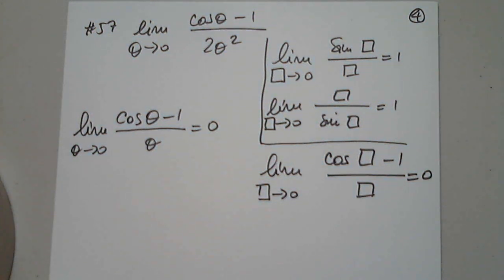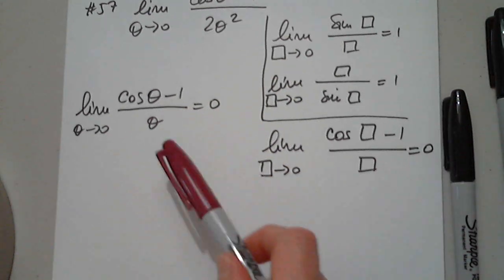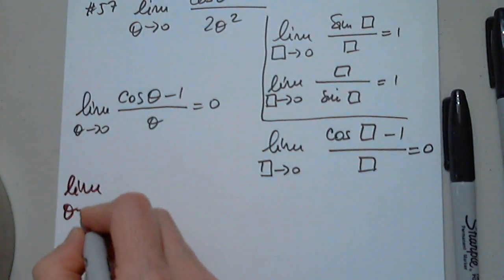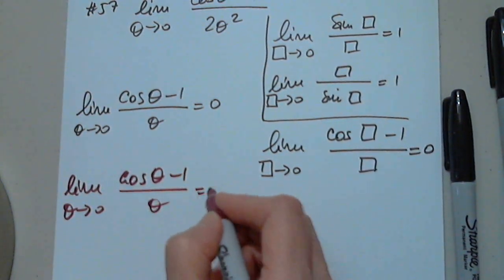We can prove this now, and we can prove that too. We did that last time with L'Hopital's rule. Let's prove this. So we have the limit as theta approaches 0 of (cosine theta minus 1) over theta.